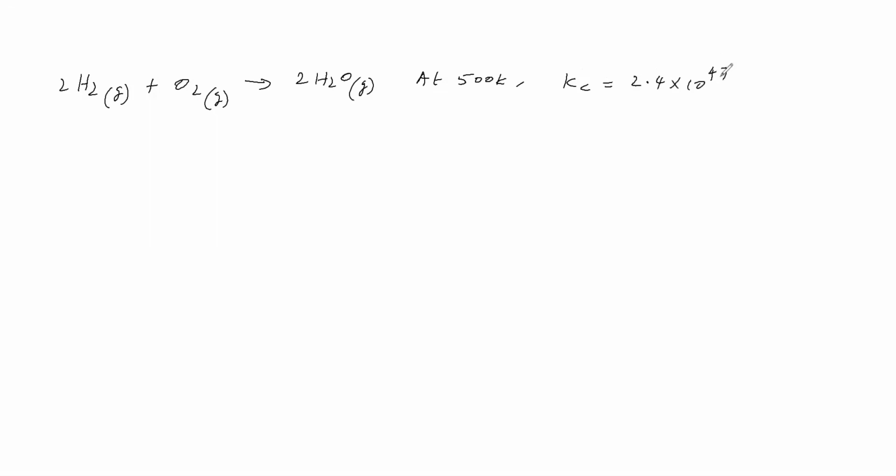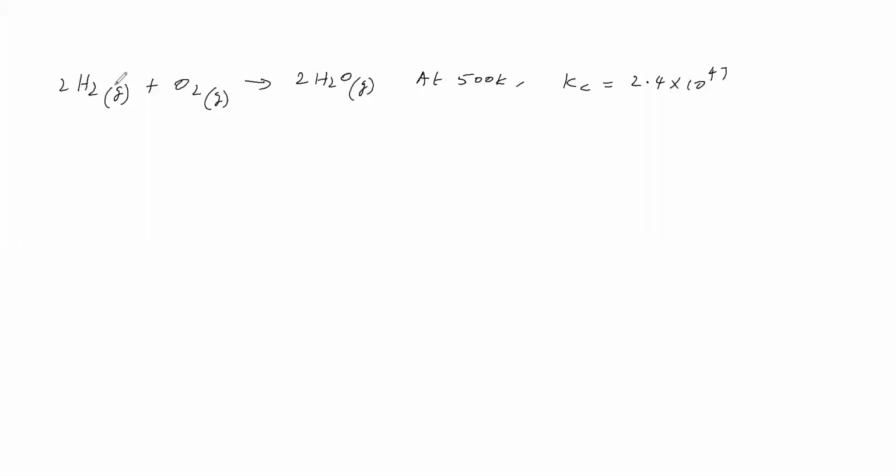Now I am taking one equation: H2 gas plus O2 gas gives 2 H2O gas. This is at 500 Kelvin. At 500 Kelvin, what is the equilibrium constant for this process? The equilibrium constant is 2.4 into 10 power 47 for this equilibrium.